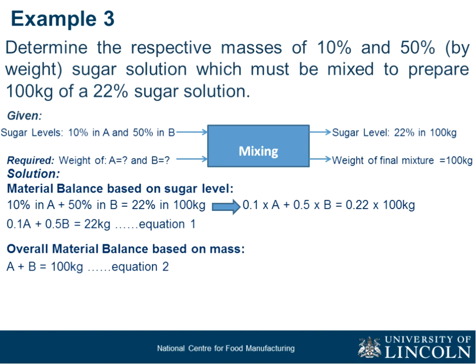Let's look at what we have here. Now, material balance based on sugar level: 10% in A, 50% in B, equals 22% in 100 kilogram. That is at sugar level. Now, to make it simple, I need to convert my percentage to numbers. 0.1 multiplied by A, plus 0.5 multiplied by B equals 22%, which is 0.22 multiplied by 100. So I have this as equation 1.